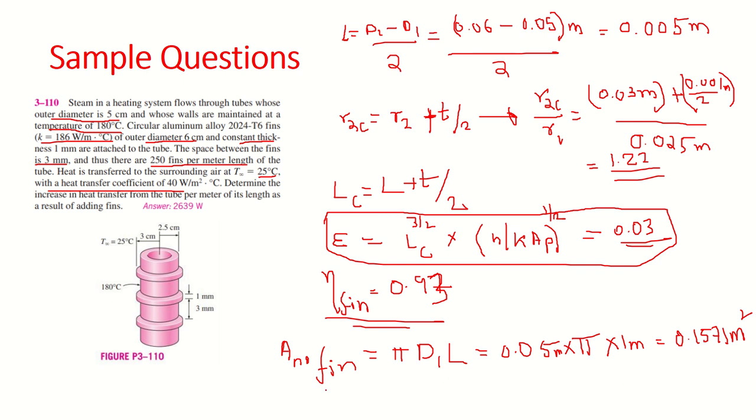Okay, with that in mind, what do we have? Area of no fin we found. Now we can find Q dot of no fin, heat transfer of no fin, which is nothing but A, area of no fin, multiplied by TB minus T infinity. TB is the tip, which we already know is 180 degrees Celsius, and T infinity, the surrounding, is 25 degrees Celsius.